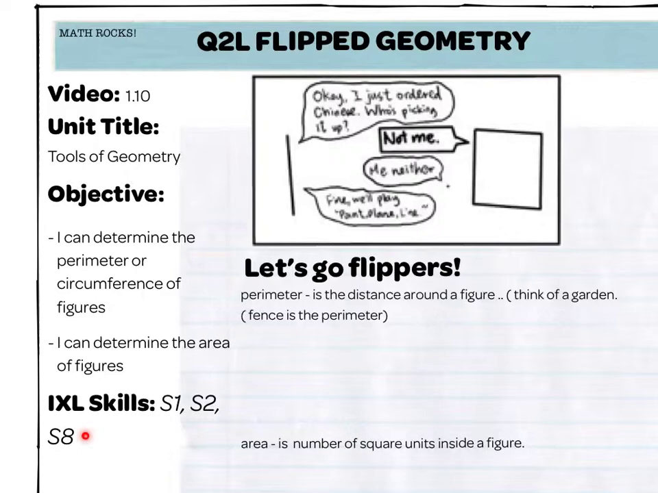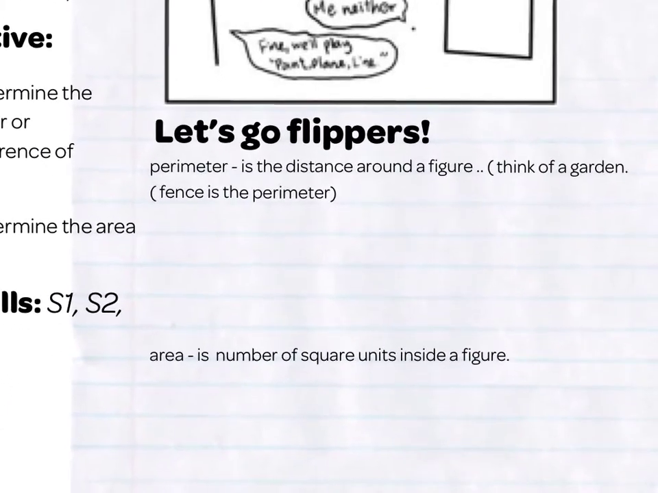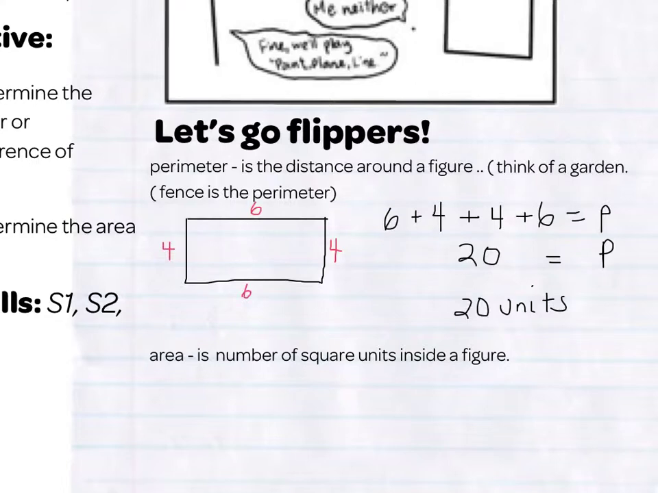Okay, so perimeter is kind of cool because perimeter basically is the distance around a figure. If I were to draw a figure here and told you that the figure's side lengths are 6, 4, 6, and 4, then in order to figure out the distance, I'd add these up. I would get 20 units. Remember, it's one dimension, so we use units here.